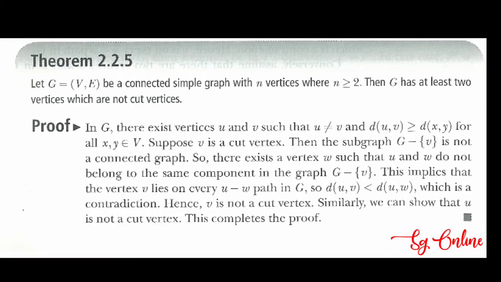Now, using the concept of the distance of the graph, we can have an interesting result: if you have a connected simple graph with n vertices, where n is at least 2, then G has at least 2 vertices which are not cut vertices. So all the vertices of a graph cannot be cut vertices, and at least you can get 2 vertices which are not cut vertices.